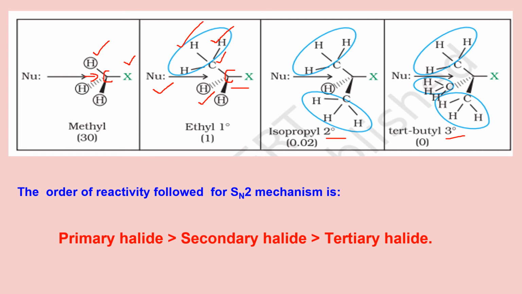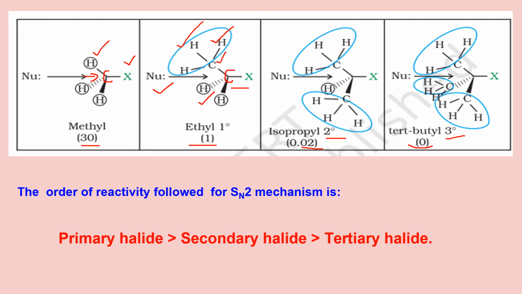You can see that the ability of nucleophile to approach the carbon to attack on decreases, and this factor is called steric hindrance. And here some numbers in parentheses are also written: 30, then 1, then 0.02 and 0, almost a 0, because these numbers are telling you the relative reactivity of these primary, secondary and tertiary alkyl halides with the nucleophile purely based on the steric factor.